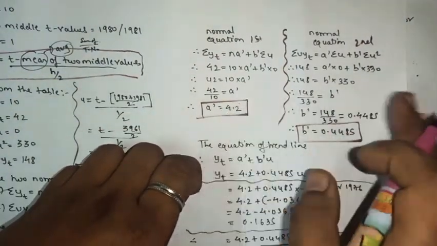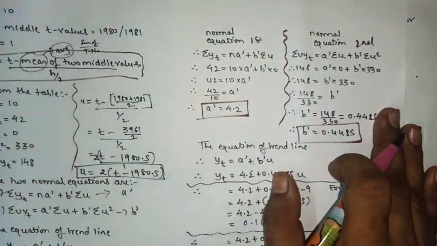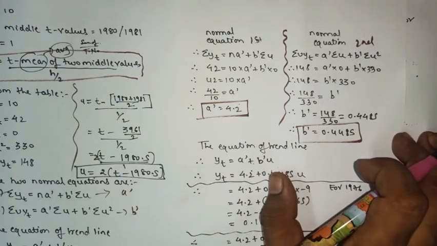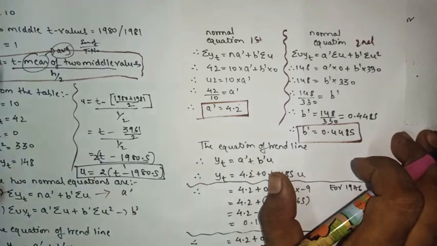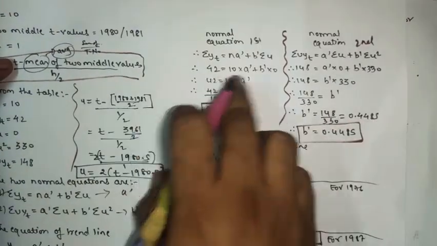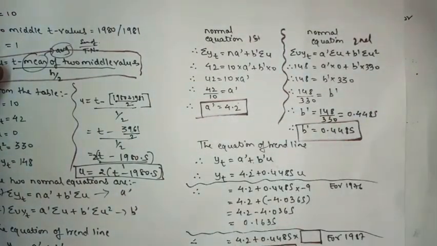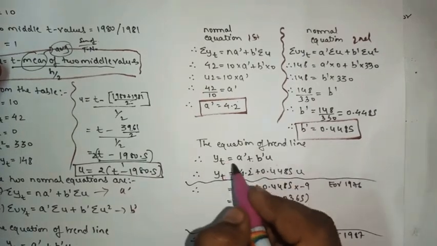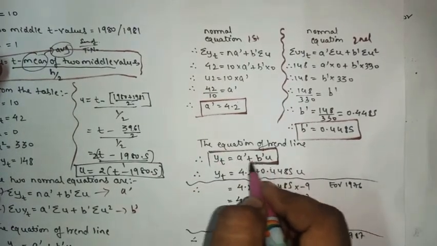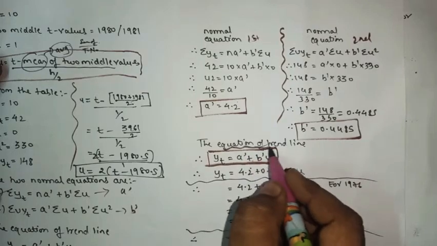I had explained each and everything in the previous sum, where we were solving for odd numbers, odd values. I had explained how to substitute the values and how to find the values of a dash and b dash. After that you will use this formula, which is known as the equation of the trend line.